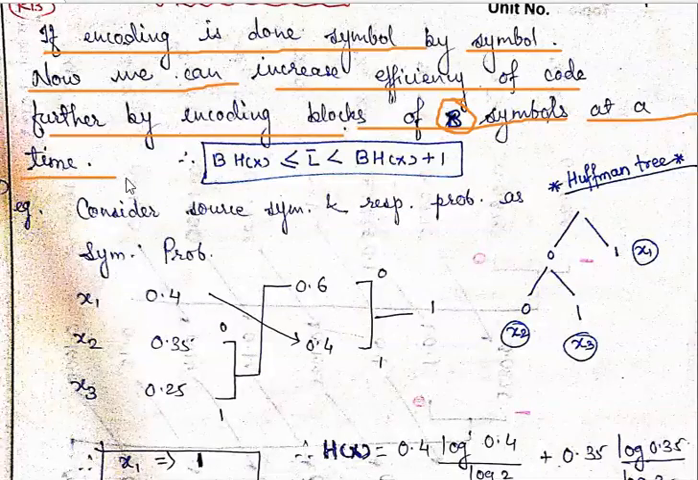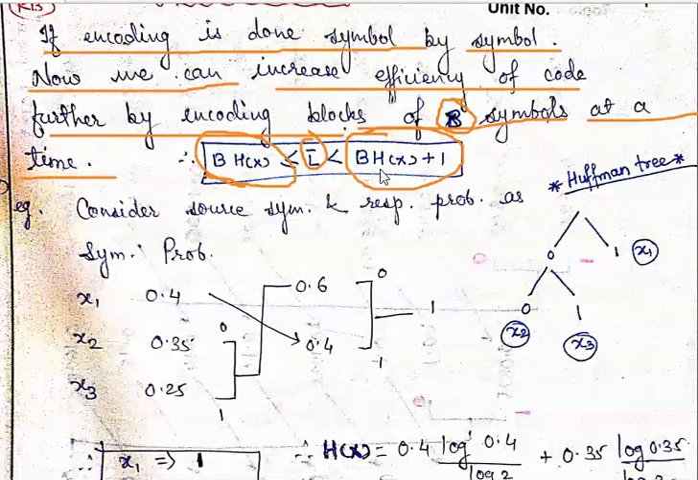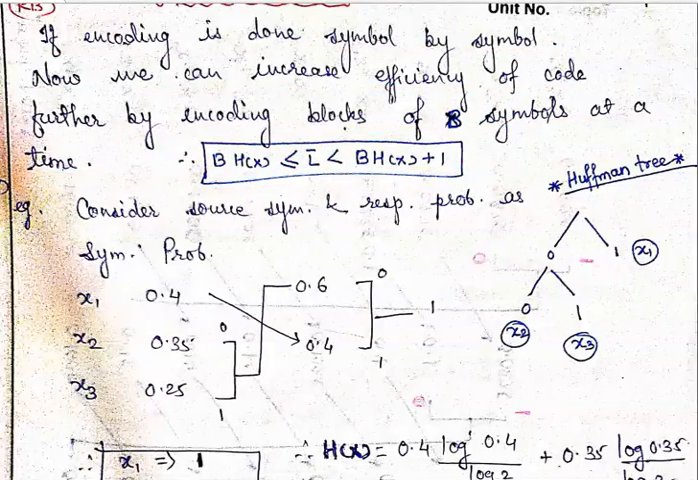at a time, so b times H(X) is less than or equal to L bar, which is less than b times H(X) plus 1. We have seen this kind of thing in the case of Shannon's first theorem, which gives the limit for L bar, that is, L bar has a lower value of H(X), and the maximum value is nothing but H(X) plus 1. So in the same line, if we have a block of b symbols, meaning a group of b symbols or b messages, then it can be written like this. So let's analyze it with a certain example.